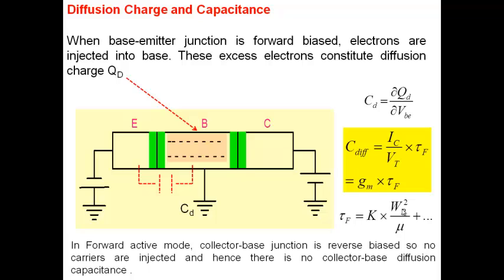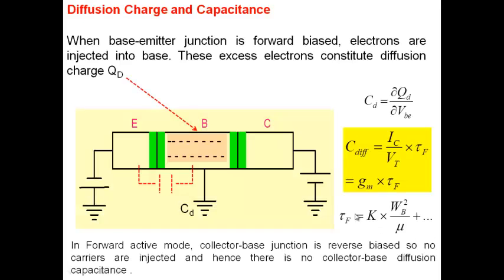What does transit time mean? Well, one way of looking upon it is the amount of time it takes for an electron to travel across this region, from this end to this end. That's the base transit time.